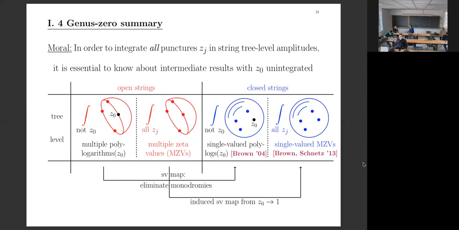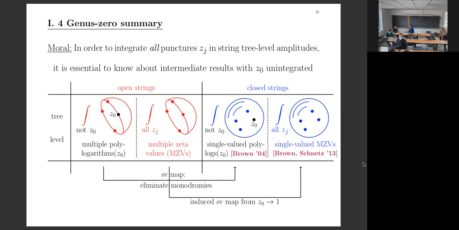But in the last step, when you only have numbers, when you have integrated the last puncture, then you have zeta values, and it's less clear how you can assign a monodromy to a zeta value. But the good news is you can get an induced single-value map for multiple zeta values by remembering that they come from polylogs. So in this way, the intuitive single-value map for polylogs induces a single-value map on the numbers, on the multi-zetas. So that's one of the morals from here.